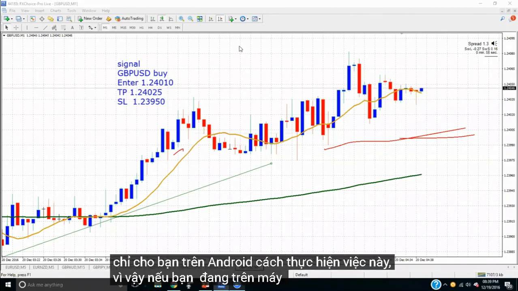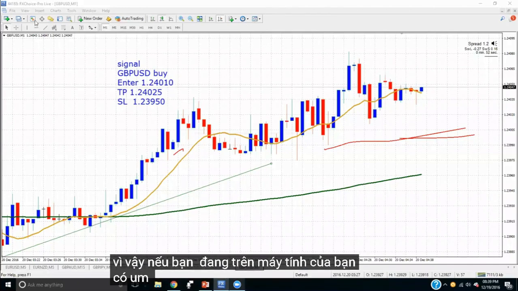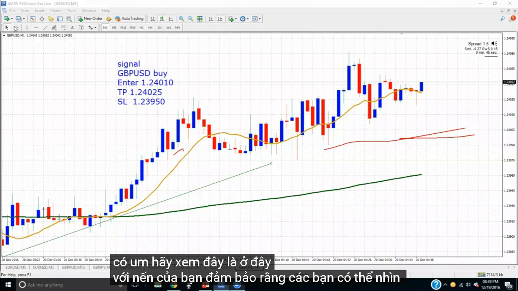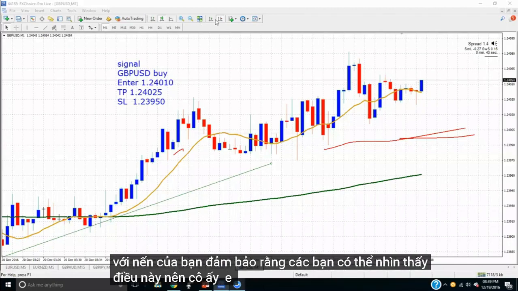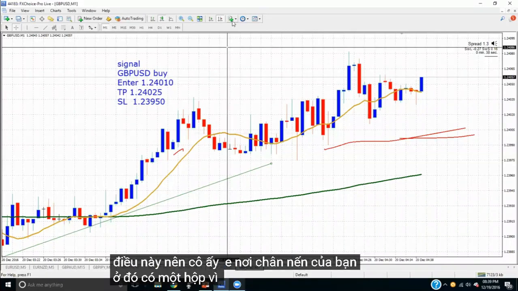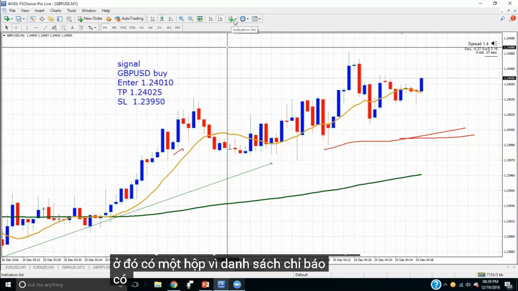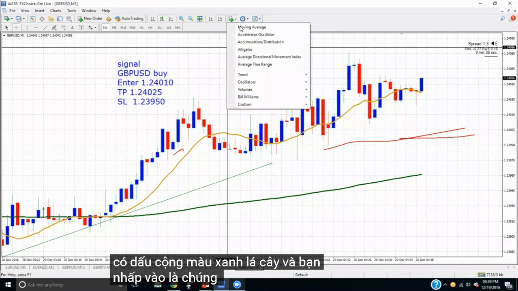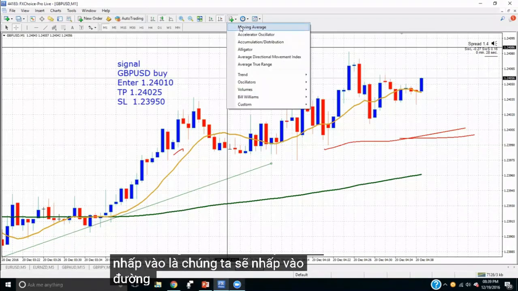Okay, so if you're on your computer, it's up here with your candles. Let me make sure you guys can see this. Up here where your candlesticks are, there is a box, the indicators list with a green plus sign, and you click on that. We're going to click on moving average.